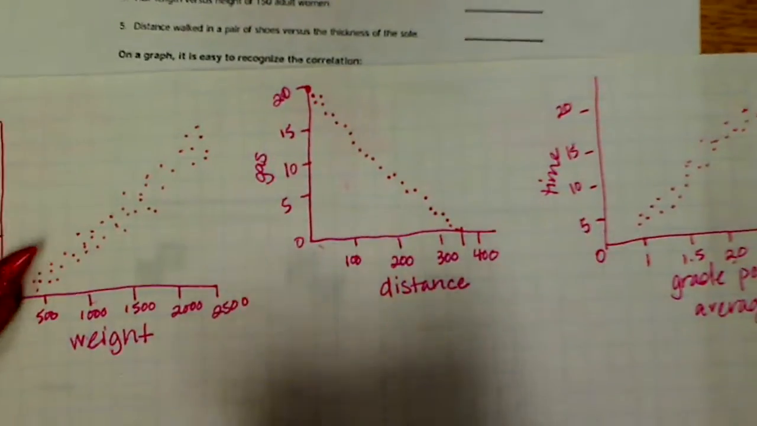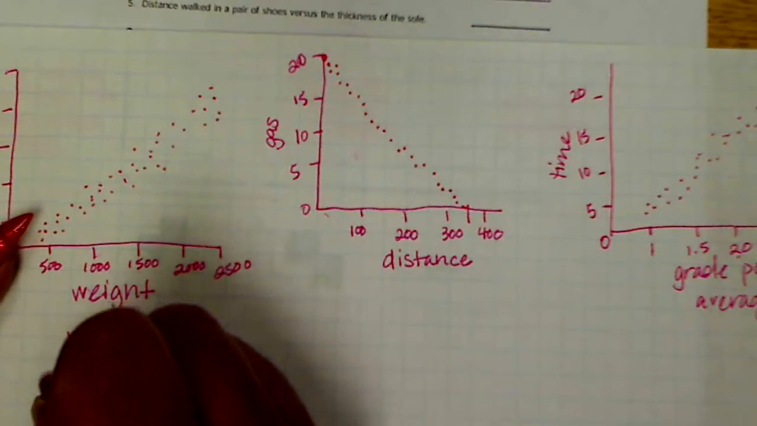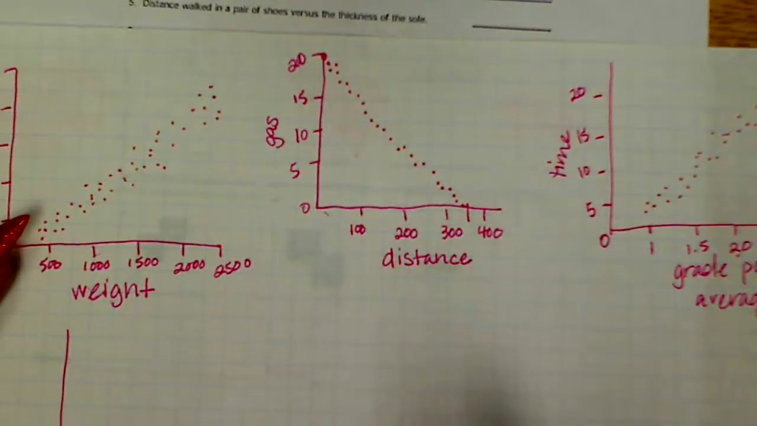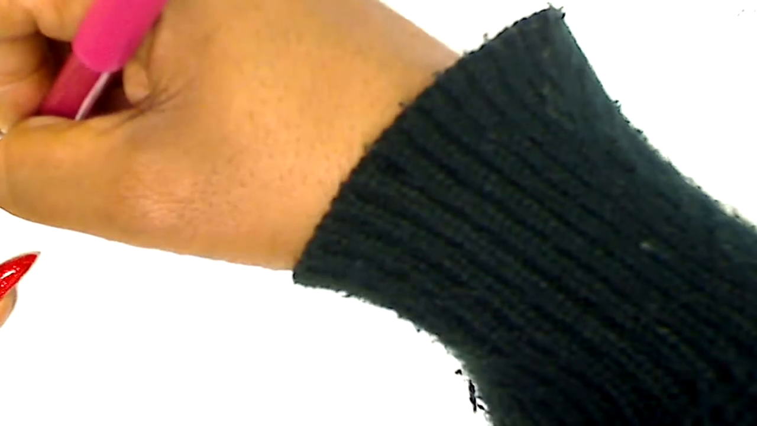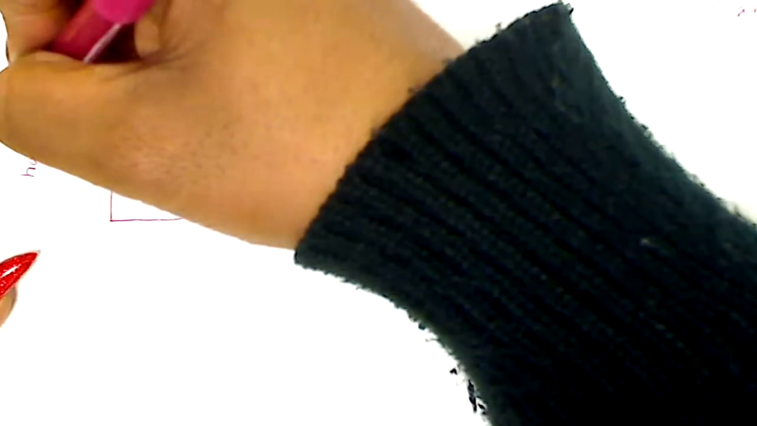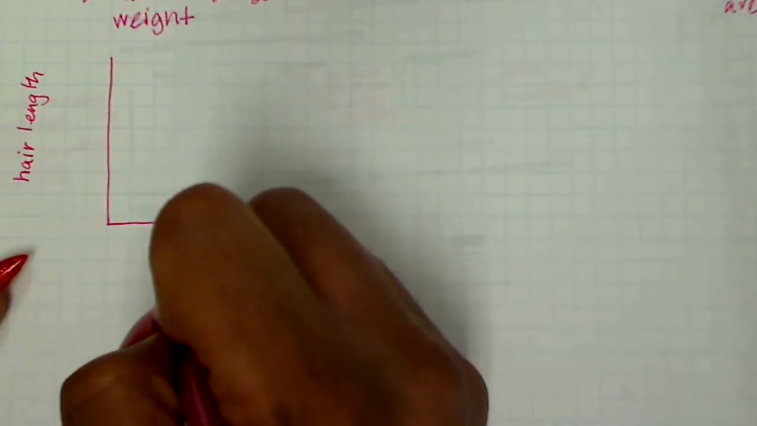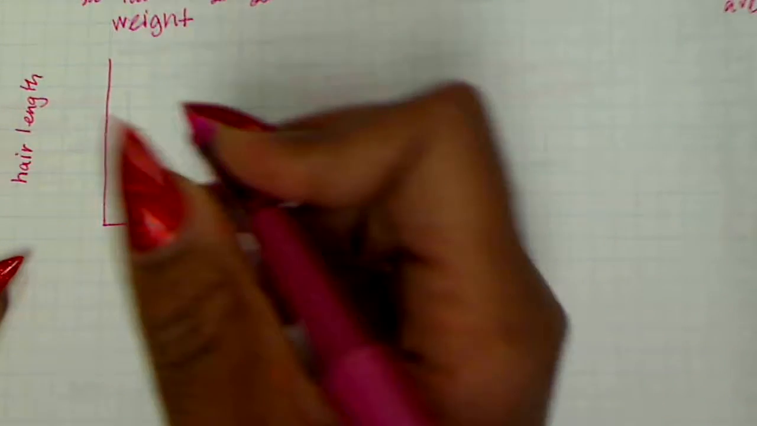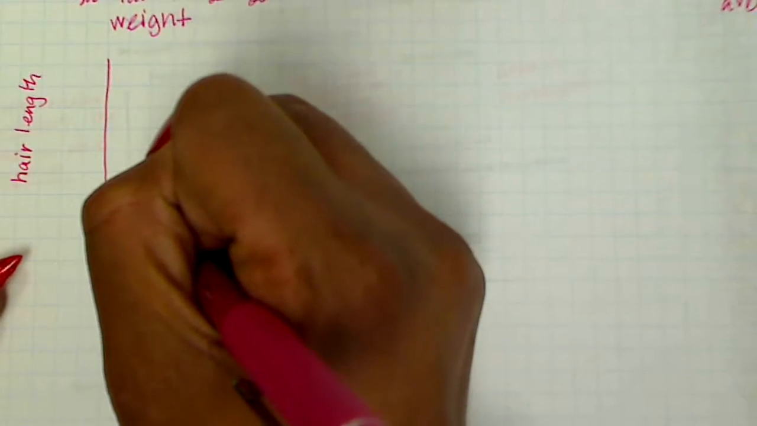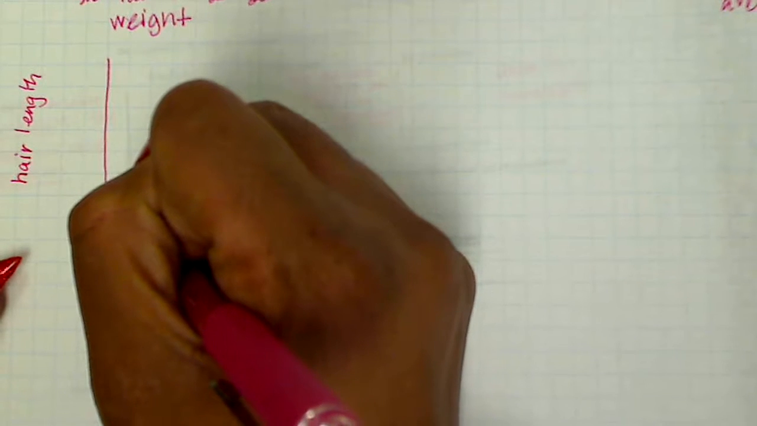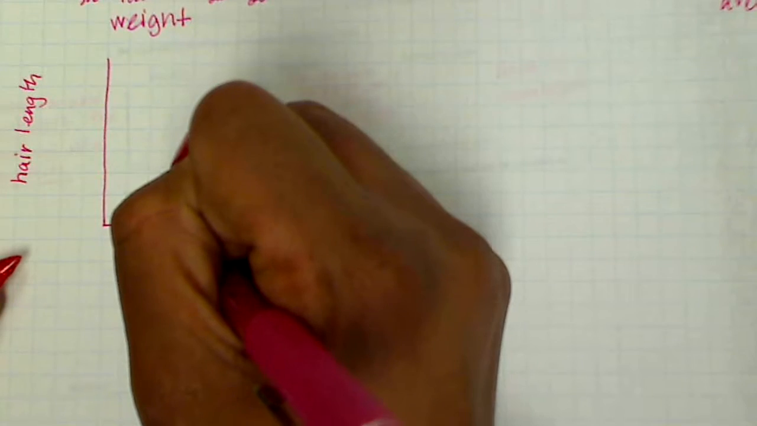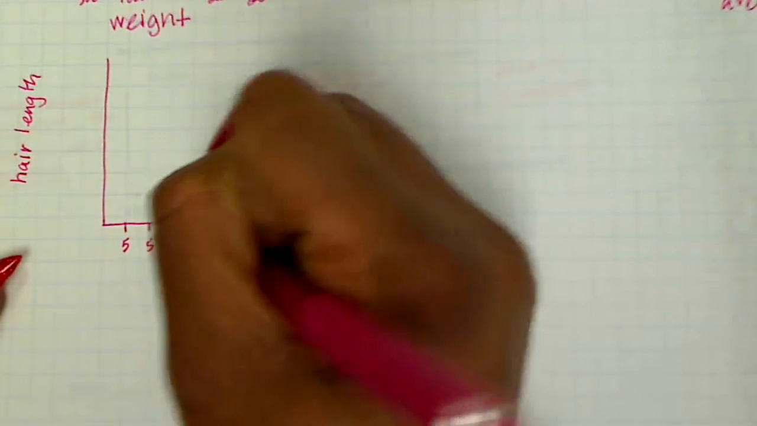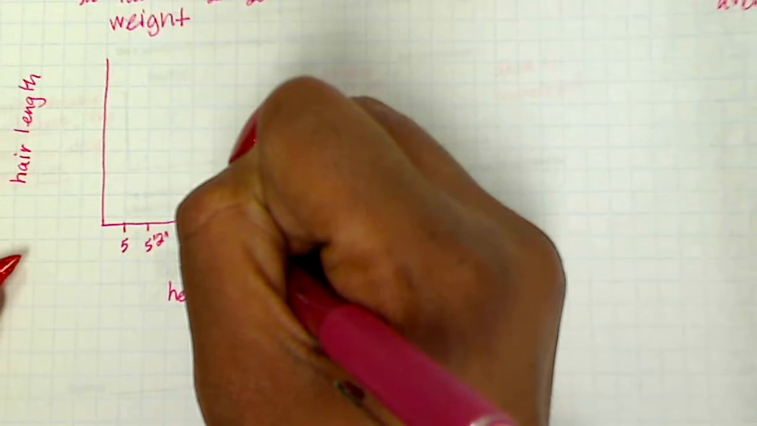Hair length versus height of 150 adult women. So let me scoop this up. I'm going to have my hair length, mine is medium, and height. And let's say I have a woman who's 5 foot tall, 5'2", 5'4", 5 foot.